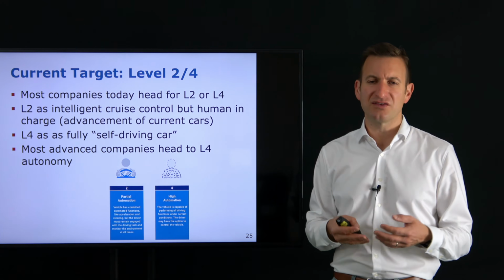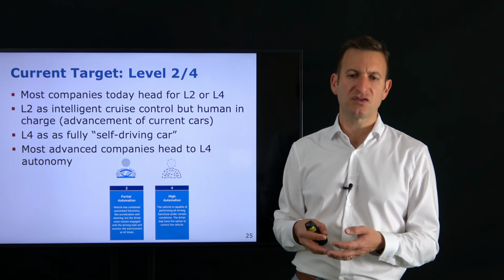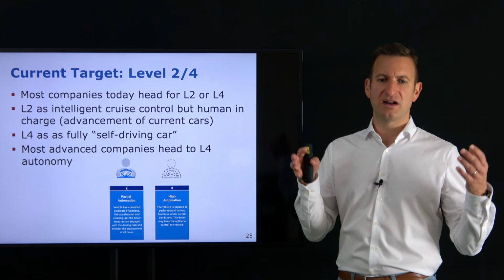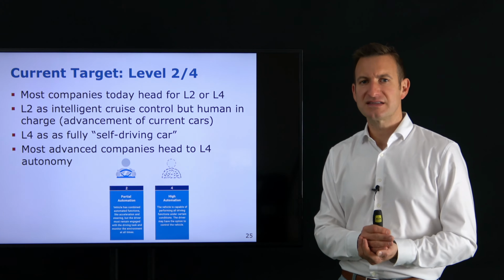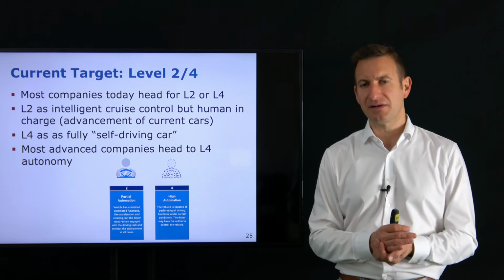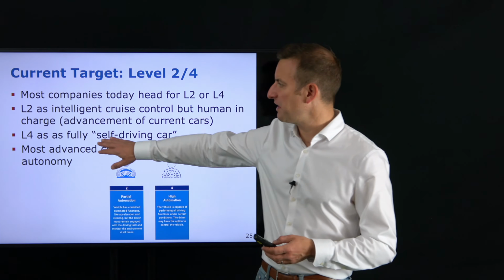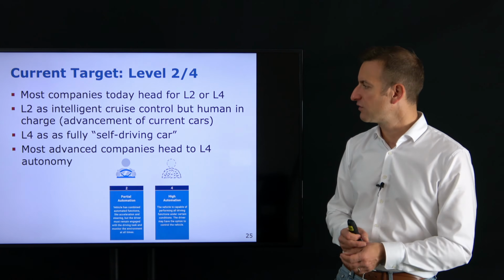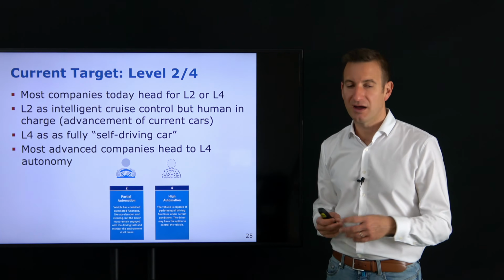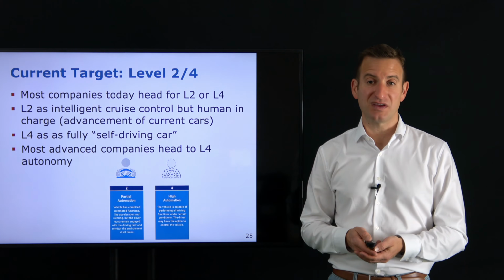So level 2 basically as an intelligent driving assistance system, and level 4 as the next step towards a full self-driving car, ignoring this level 3 autonomy. And most of the interesting things happen here in level 4, with the goal of heading towards level 5 autonomy in the developments of autonomous vehicles.